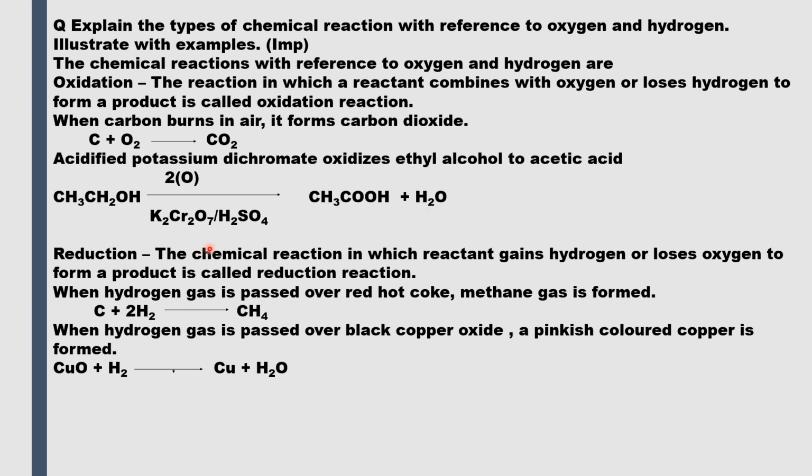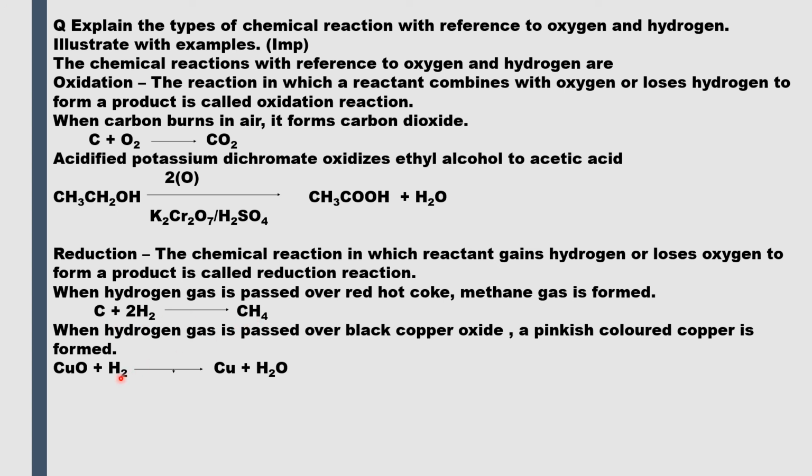Reduction is just the opposite of oxidation. In oxidation, oxygen is added or hydrogen is lost. In reduction, hydrogen is added or oxygen is lost. So the chemical reaction in which reactant gains hydrogen or loses oxygen to form a product is called reduction reaction. When hydrogen gas is passed over red hot coke, then hydrogen gets added to carbon to form methane gas.